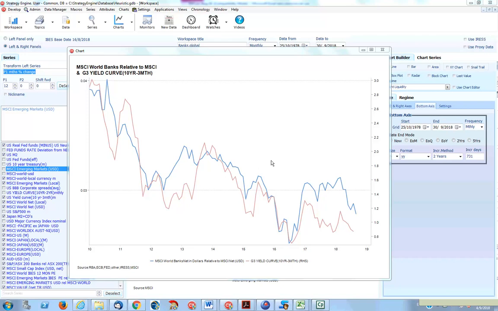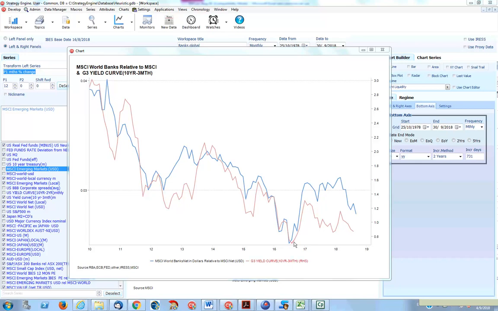There were two other items that we did want to bring up, and one was the performance of global banks relative to the MSCI. And we've been talking about the yield curve earlier on. So what we're tracking here is the G3 yield curve on the right-hand scale. So you can see the flattening over time. And the blue line is global banks in US dollars relative to the MSCI World Index.